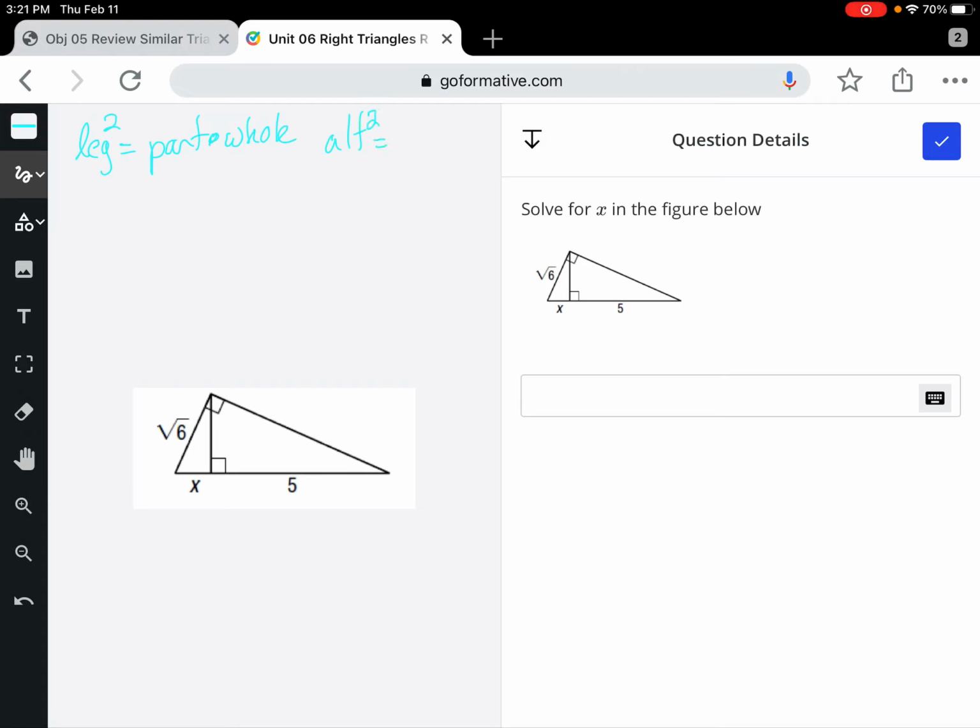We have the other relationship, which is that if you square the altitude, it's the geometric mean of the parts the hypotenuse is split into. The one I'm going to use for this is the first, because I'm given a leg and I know this part, and my whole is going to be x plus 5. I can say radical 6 squared is equal to part times whole. 6 is equal to x squared plus 5x.